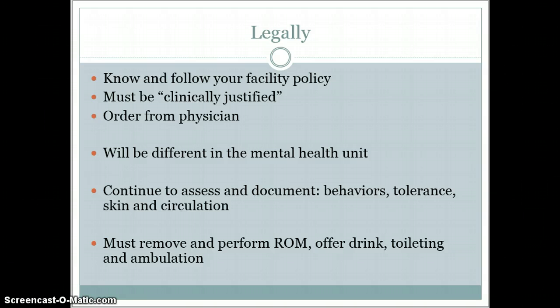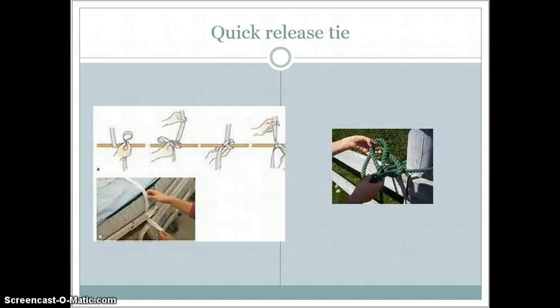We have to remove the restraint and perform range of motion, offer a drink, offer toileting, get them up and ambulate them on a periodic basis depending on what your policy says, usually every 1 to 2 hours. So you can't tie somebody down in a restraint and just leave them there.